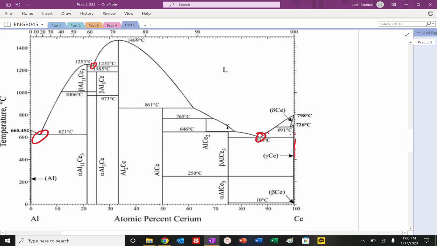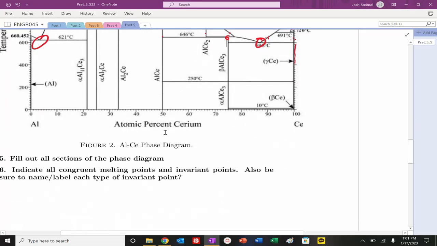What about peritectics or peritectoids? What's happening here? Solid to a new solid, peritectoid. Yes, that's exactly right. Nothing is really going on here. What about here? Solid, liquid, new solid, peritectic. What about here? Solid, new solid plus liquid to a new solid, peritectic. What about right here? Solid plus liquid to new solid, peritectic. Excellent. Anything else? Nope, that's pretty much it.